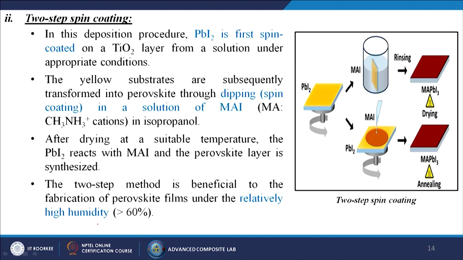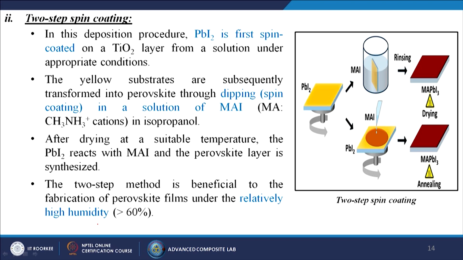If we talk about the two step spin coating, in this deposition procedure PbI2 is first spin coated on a TiO2 layer from a solution under appropriate conditions. The yellow substrates are subsequently transformed into perovskite through dipping or spin coating in a solution of MAI in isopropanol. After drying at a suitable temperature, the PbI2 reacts with MAI and the perovskite layer is synthesized.